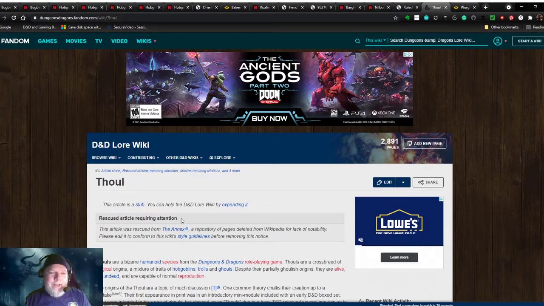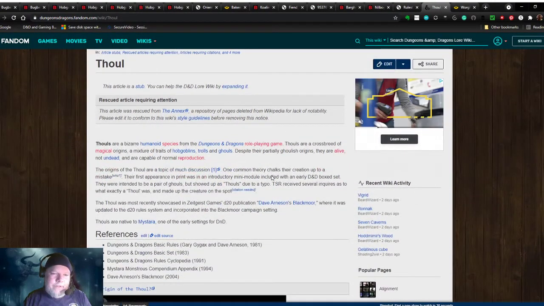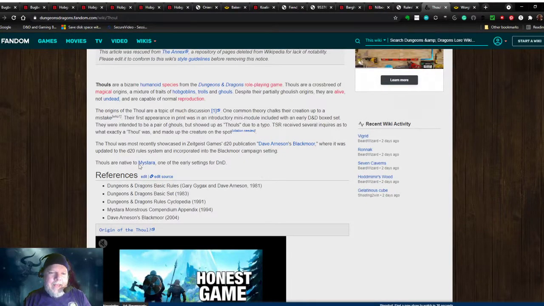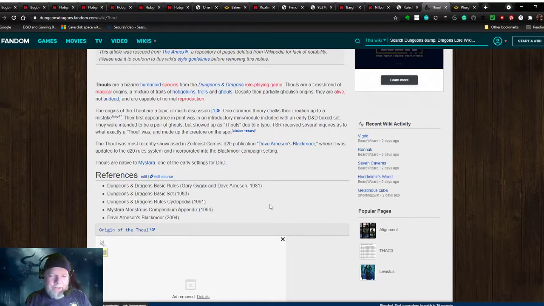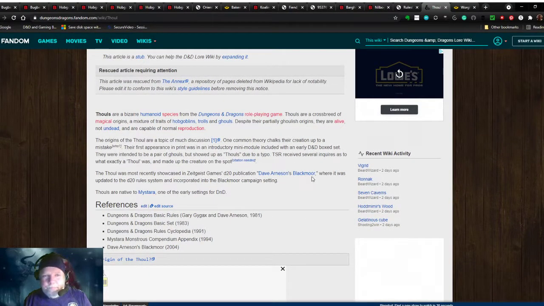Now, I also went out and looked at some other information on this, and there are several references here to this, and I don't have any of the references except for the Rules Cyclopedia that kind of collected all the rules from the original edition of the game. They're humanoid species from D&D. They're crossbreed of magical origins. The origin story is a topic of much discussion.